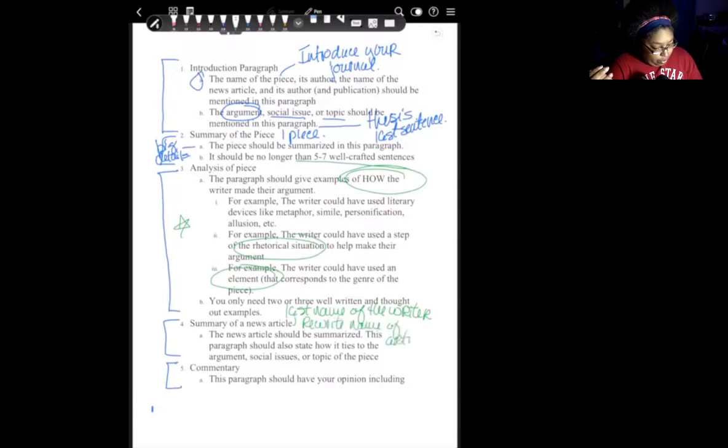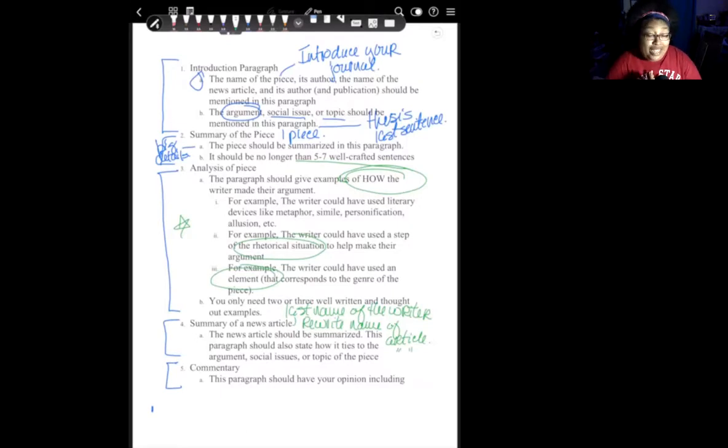So, for example, you can say, in John Smith's article in the New York Times called X, right? Don't forget, of course, to put them in quotations, right? Because that's the correct MLA punctuation for an article in a newspaper. So you're going to talk about that, and all you're going to do is summarize this. You're going to summarize this paragraph and state how it ties back to your topic or your social issue or your argument. That's it.